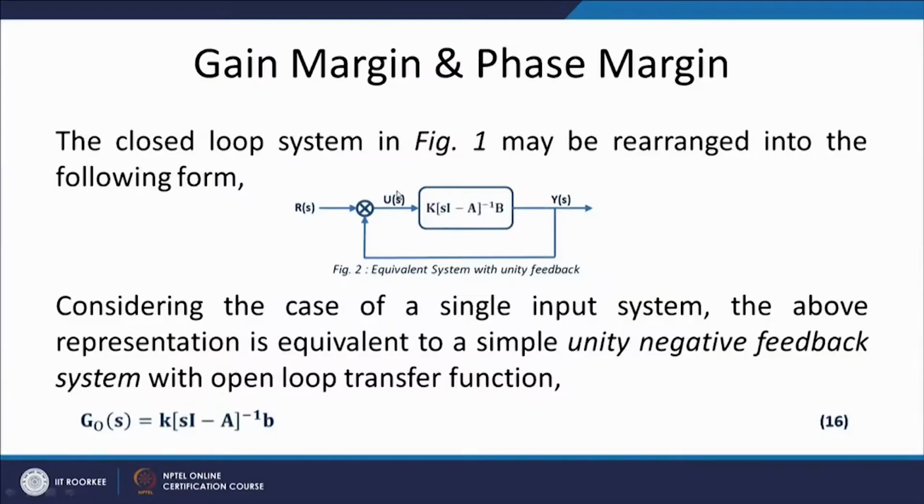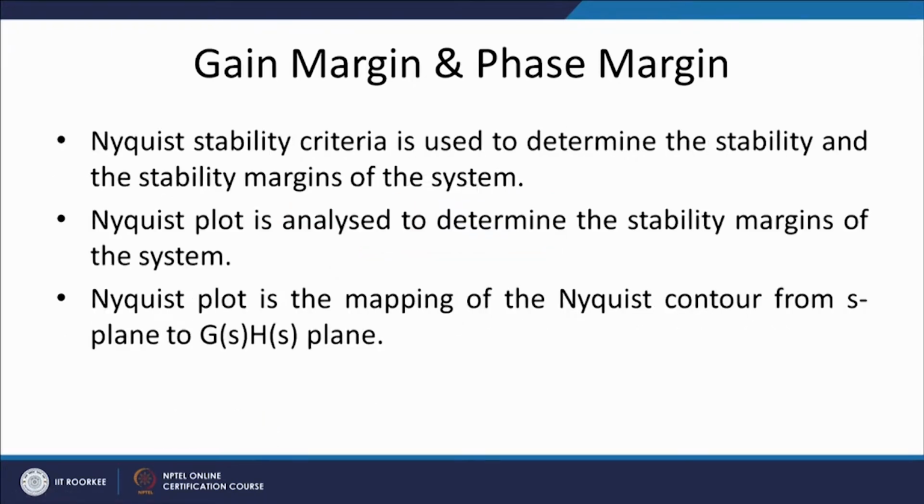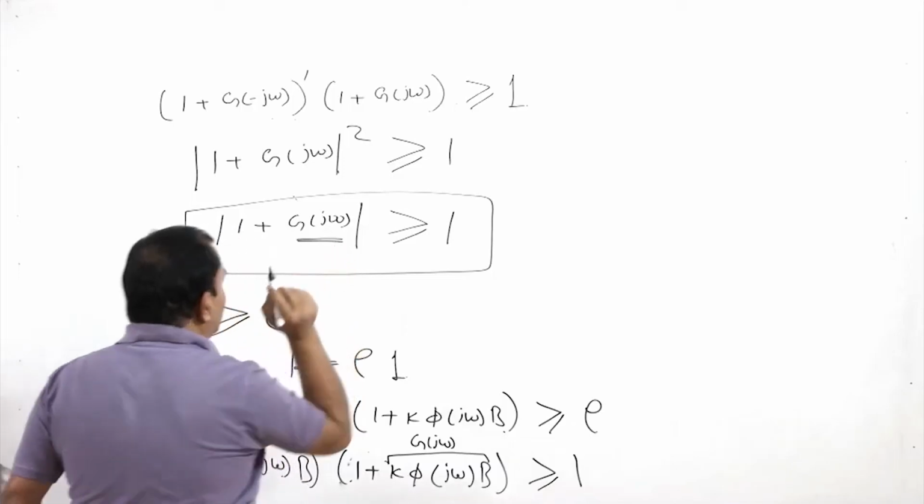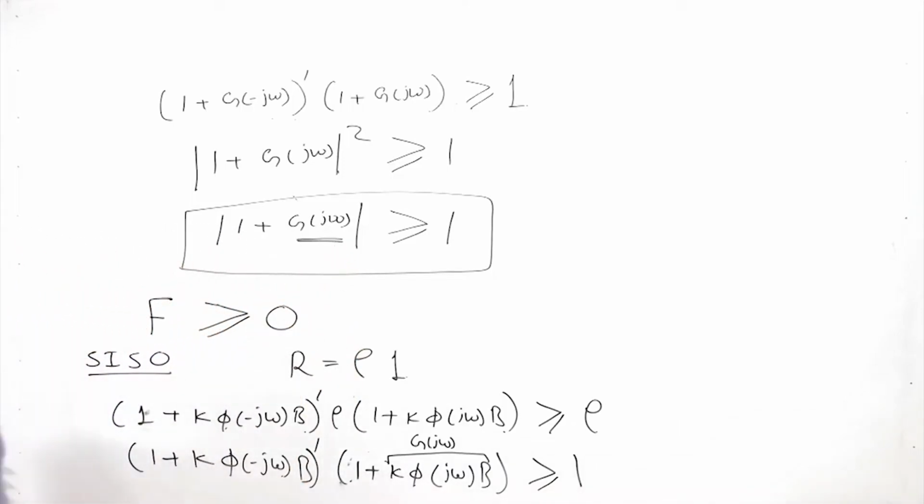So, my closed loop system, if I include the loop gain, is nothing but K(sI − A)⁻¹b, which gives me the complete closed loop system, where G0(s) I am representing as K(sI − A)⁻¹b. So, for this system, let us draw the Nyquist plot of G(jω).